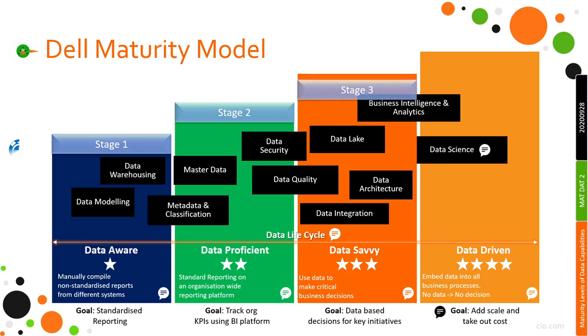Stage 4. The data-driven phase is the final stage of data maturity. Becoming data-driven. No data means no decision. The objective is to scale the data strategy while continuing to take out cost. IT and the business are functioning as a tight, cohesive unit. IT has integrated all data sources and apps and has implemented an advanced analytics platform. The business has identified where and how to embed analytics in its processes.